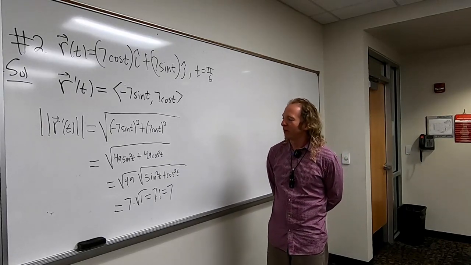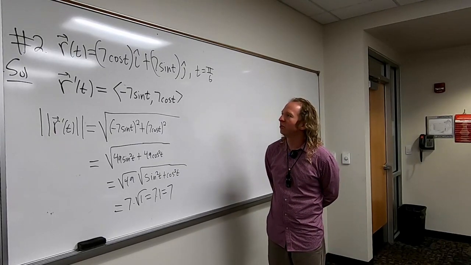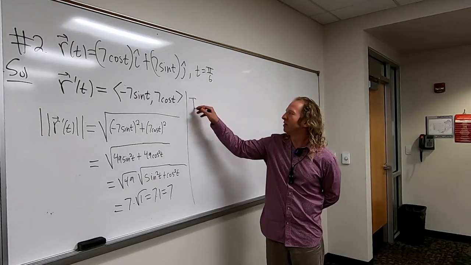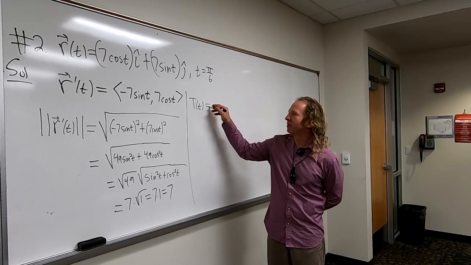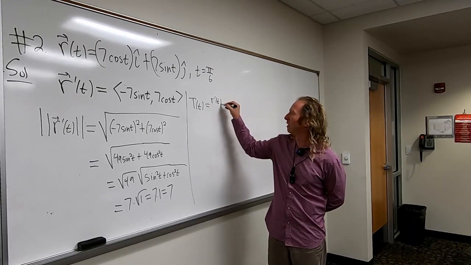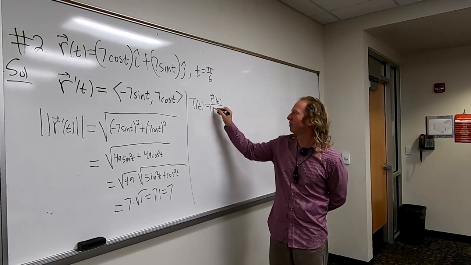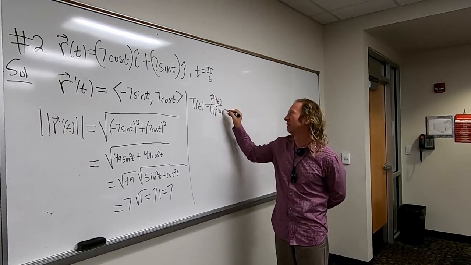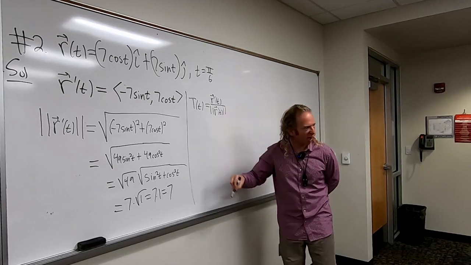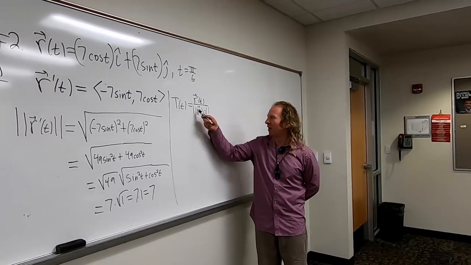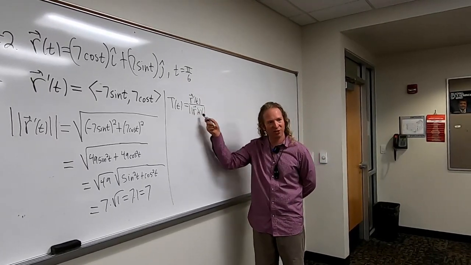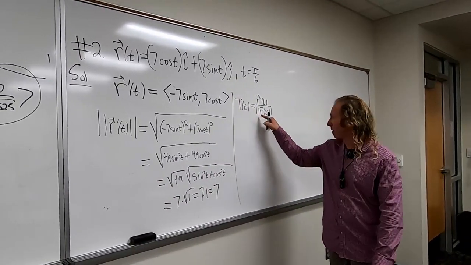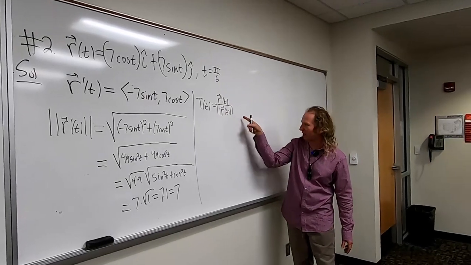Okay. So now I guess we have to compute T. I'm going to plug the pi over 6 in at the very end. So T of t is going to be R prime of t divided by the magnitude of R prime of t. This notation is ridiculous. It's a lot of strokes, right? And it gets worse as we go further in the course.